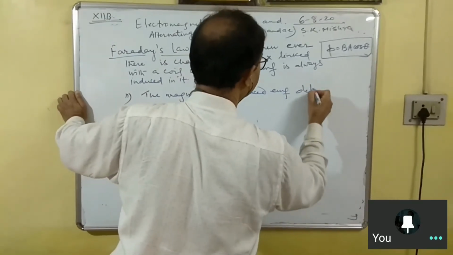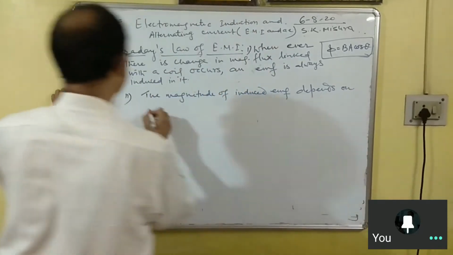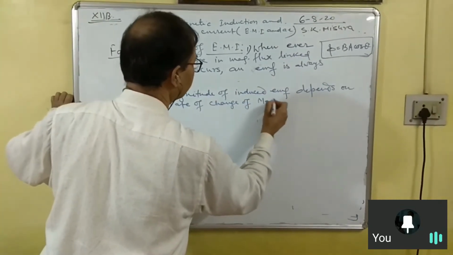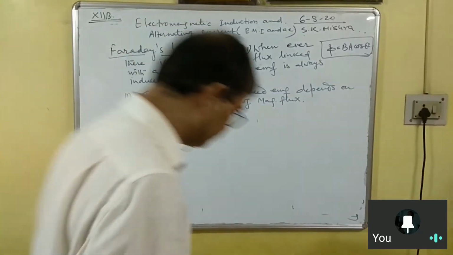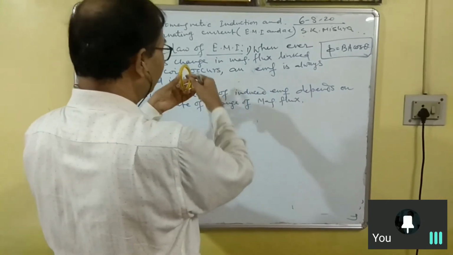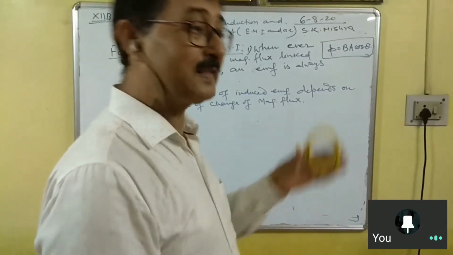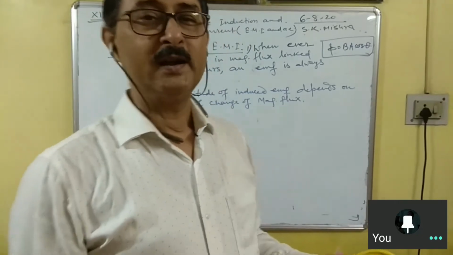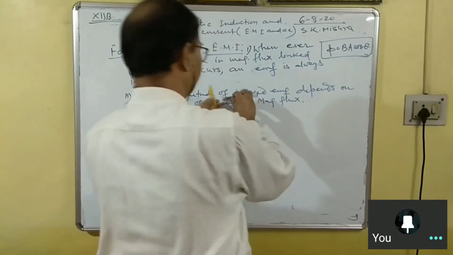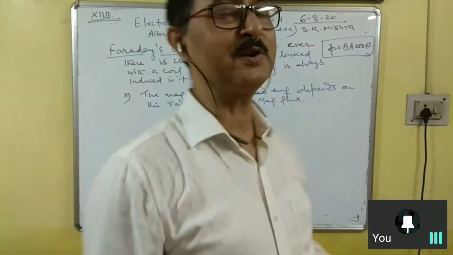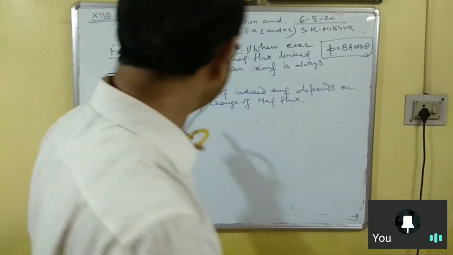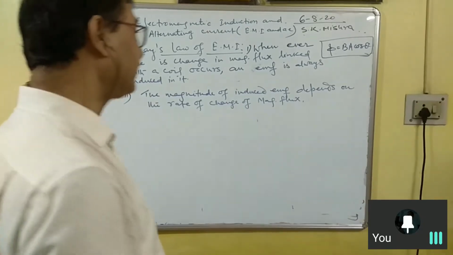depends on the rate of change of magnetic flux. If you have a coil and here is a magnet, if you bring it slowly, no doubt the magnetic flux linked with the coil is changing, but the rate, d phi by dt, is very small. If the rate is slow, then induced EMF will be very low. But if you bring the magnet quickly, then the rate of change of flux will be large, and then the induced EMF will also be large. So that is the second point. The magnitude of induced EMF depends on the rate of change of magnetic flux.